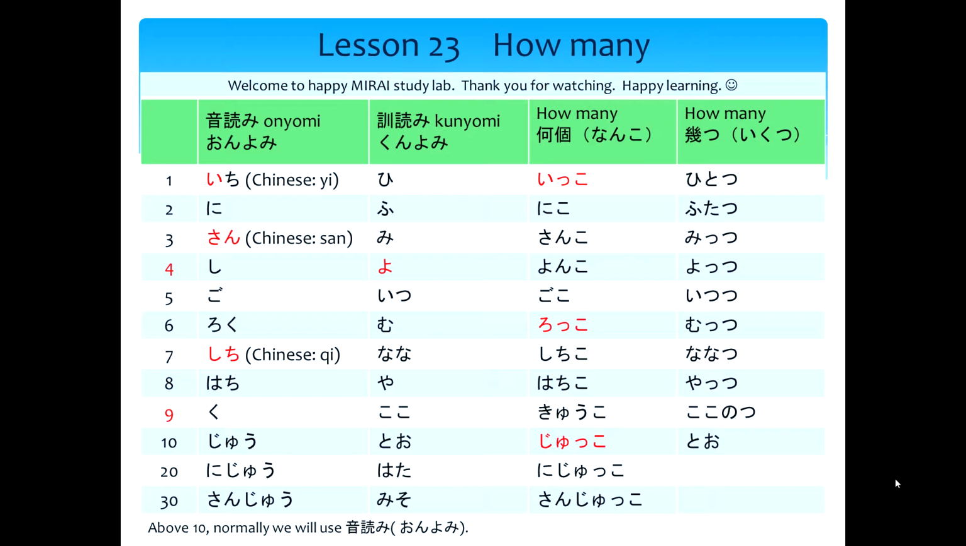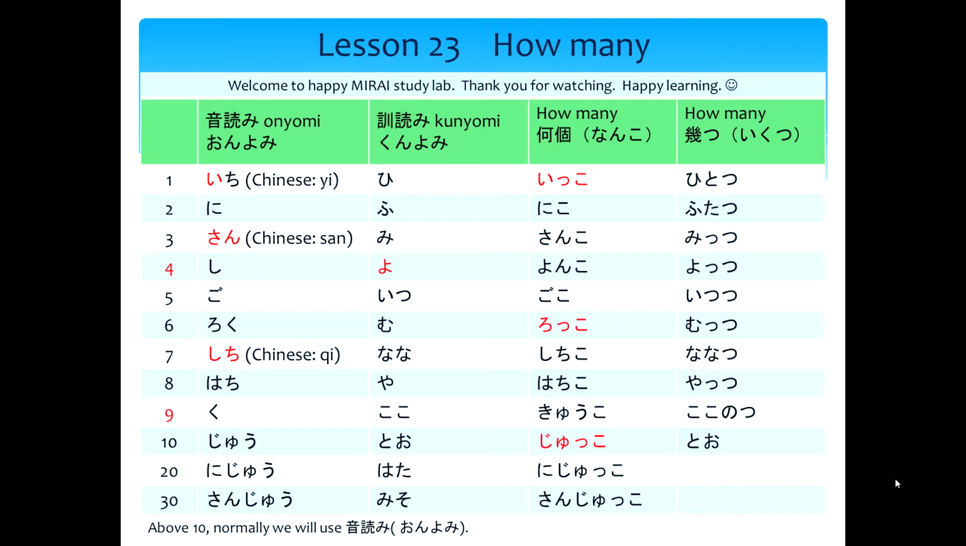All right, let's read it one more time under the onyomi. I will read in sequence this time. 1, 2, 3, 4, 5, 6, 7, 8, 9, 10, 20, 30. So these are the numbers I have selected under the onyomi. Okay, next, kunyomi.